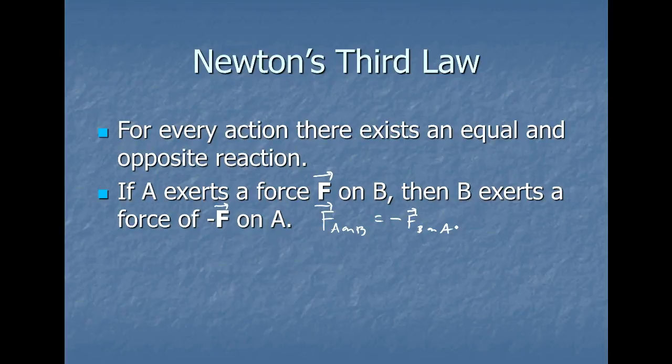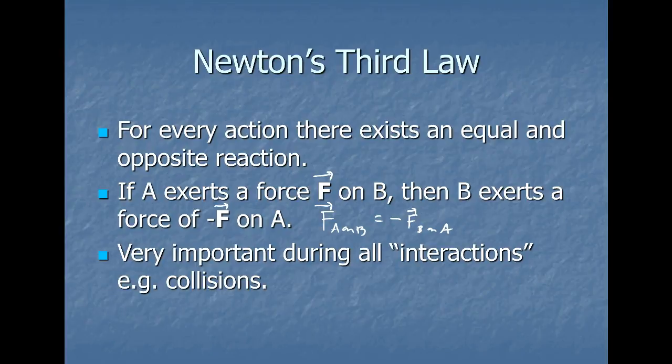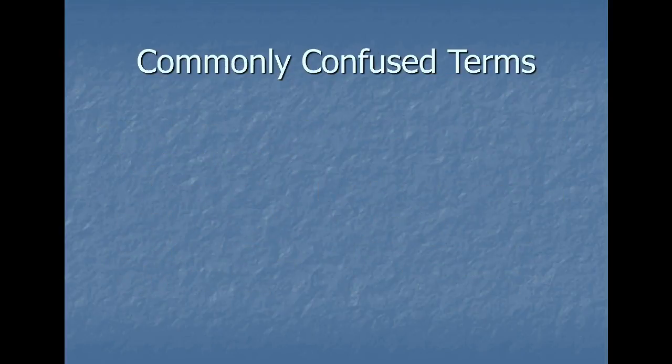So if you push a wall, your hand would be A, the wall would be B, and the wall will push back with an equal and opposite force. So that's Newton's third law. And we're going to be using this a lot, especially when we do collisions, but especially in all interactions between two objects. So let's clear up a couple things, and then we'll look at some example problems.